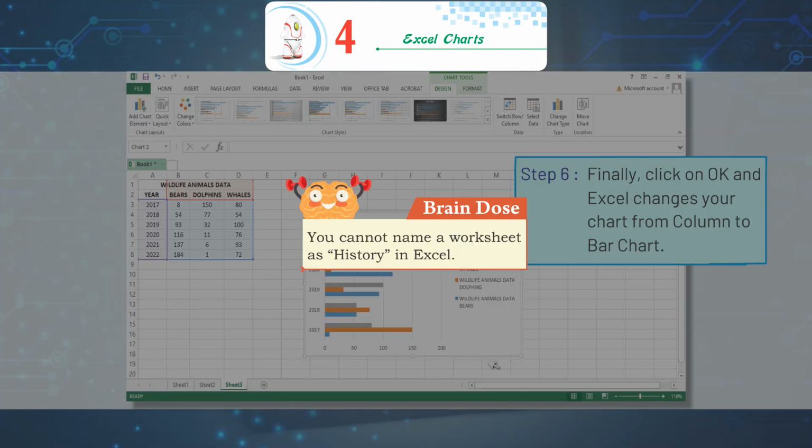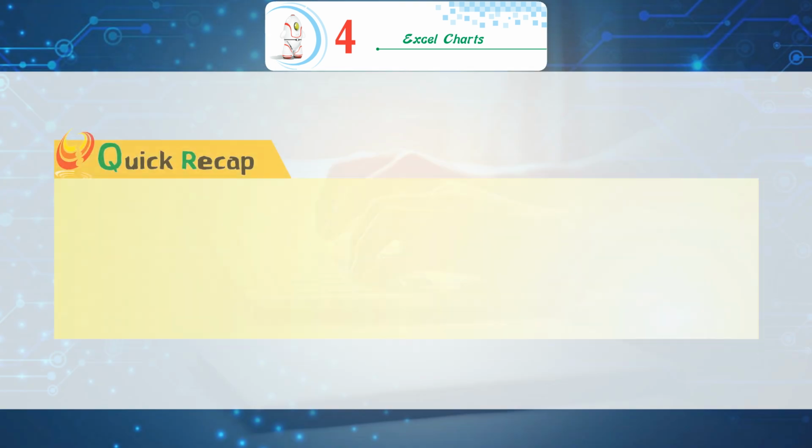Brain dose. You cannot name a worksheet as History in Excel.